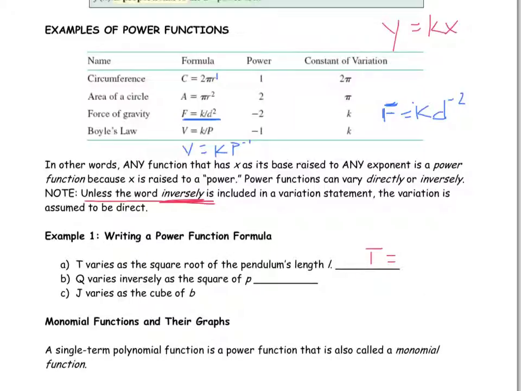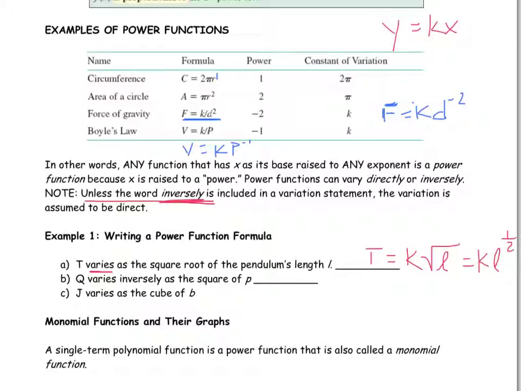equals, and it varies, just use the word, so that means I'm taking my constant, I'm going to use k, I can also use 1, varies as the square root of the pendulum length L, so I can take the square root of the length L. Another way of writing this, I can say k times L to the 1/2 power, if you want to take it to a power instead of using the word square root.